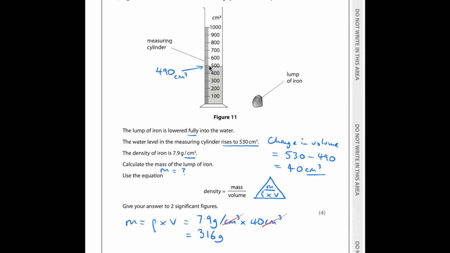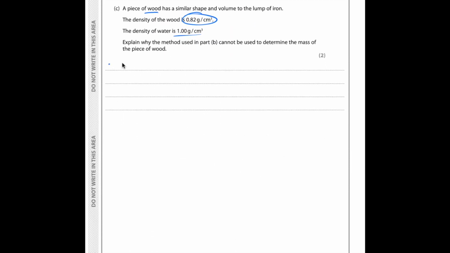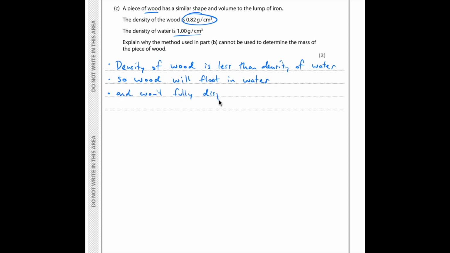So when you pop the wood in here, it won't fully displace its own volume because it'll be partially floating. Density of wood is less than the density of water. So wood will float in water and won't fully displace its own volume. In other words, volume will be incorrect. You can't measure the volume, if that's easier to see.